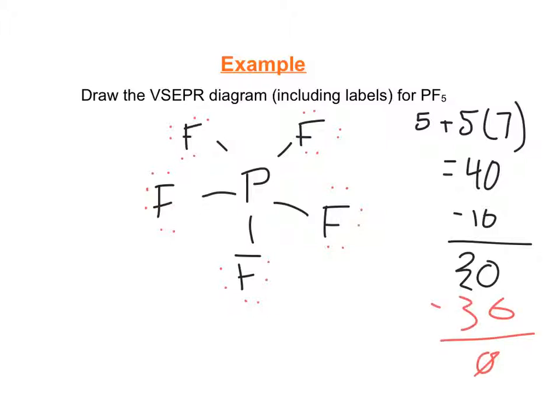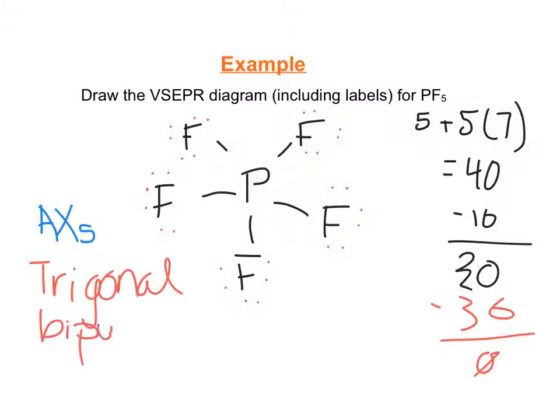So around the phosphorus, we have AX5, and there are no lone pairs. AX5 is trigonal bipyramidal. And this is all of our different shapes that have trigonal in their name.